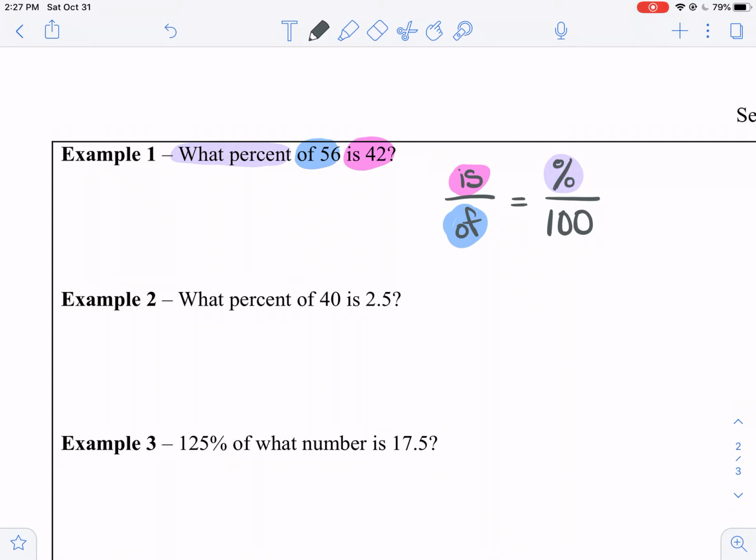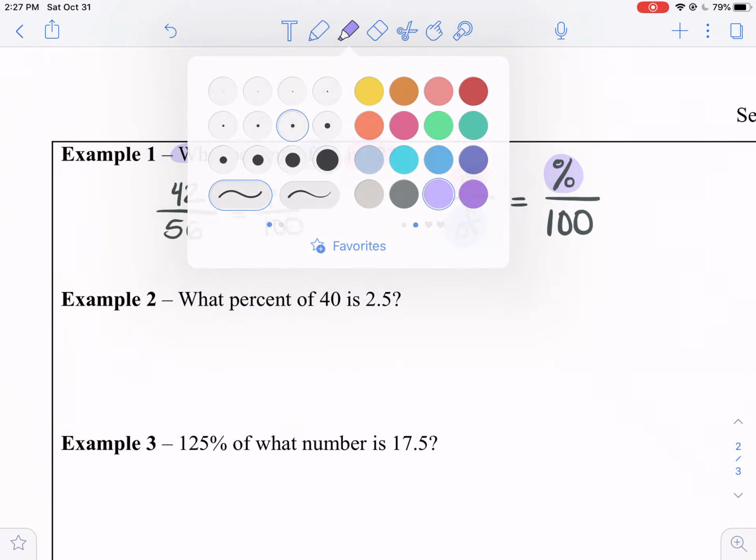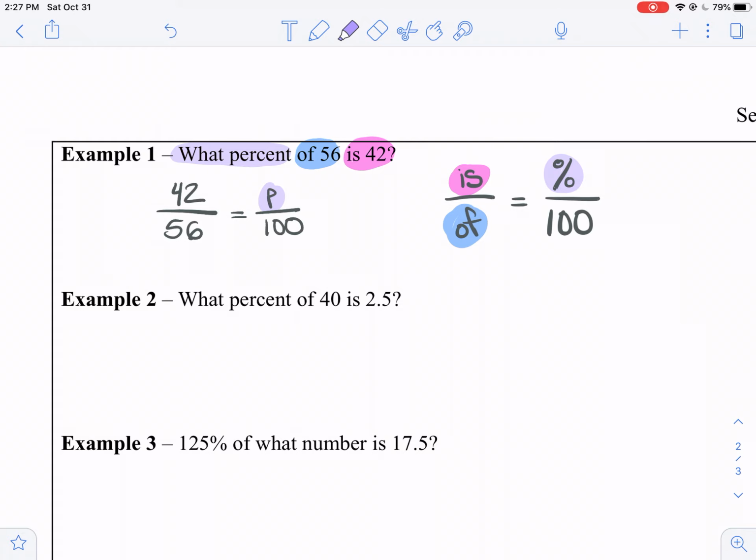Okay, again. Our "is" number is 42. Our "of" number is 56. Our percent we don't know, over 100. Is over of equals percent over 100.